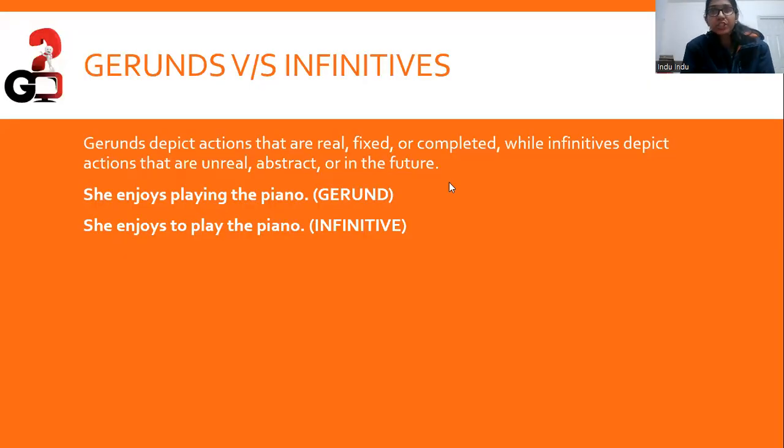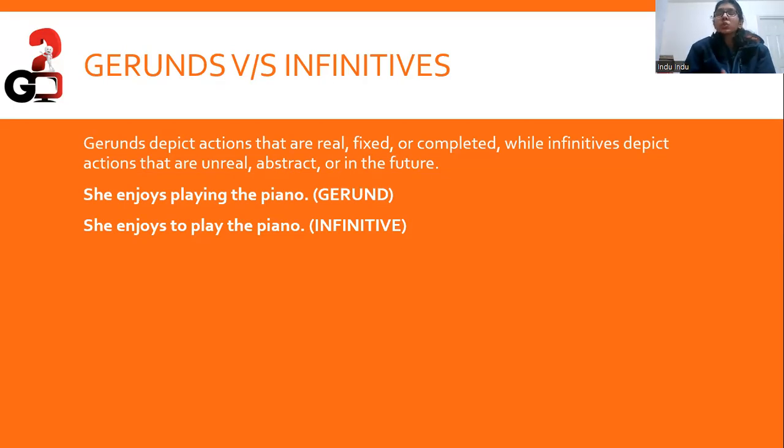Now, talking about gerunds versus infinitives, gerunds depict actions that are real, fixed, or completed, while infinitives depict actions that are unreal, abstract, or in the future. So, real, fixed, or completed versus unreal, abstract, or in the future. Now, an example of a gerund is: she enjoys playing the piano. So it's talking about something real. When used as an infinitive, it would describe something unreal, abstract, or in the future.